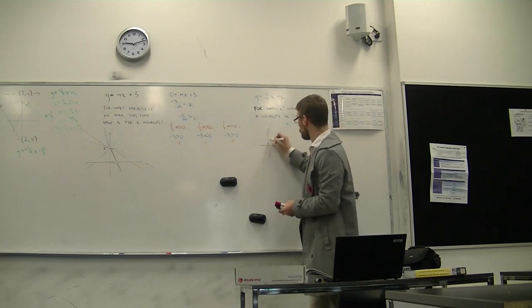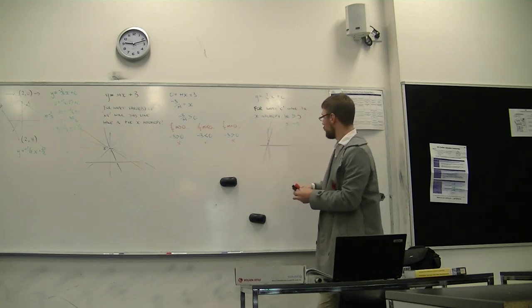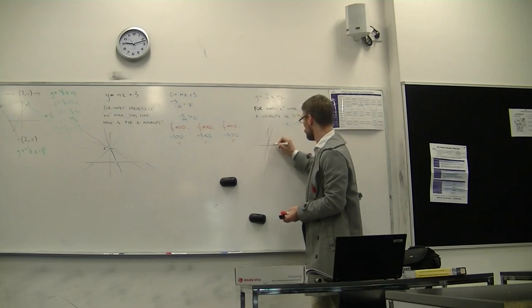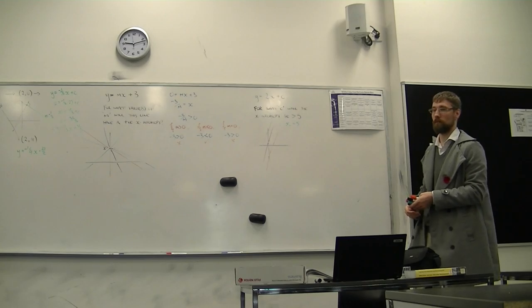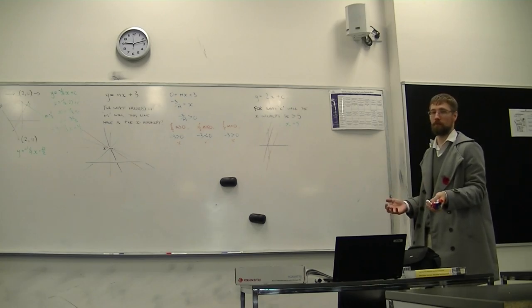Okay. I could have a whole bunch of different lines. I don't know where my c is, so I've got to just draw things with gradient of 2. Gradient of 2. Gradient of 2. Gradient of 2.